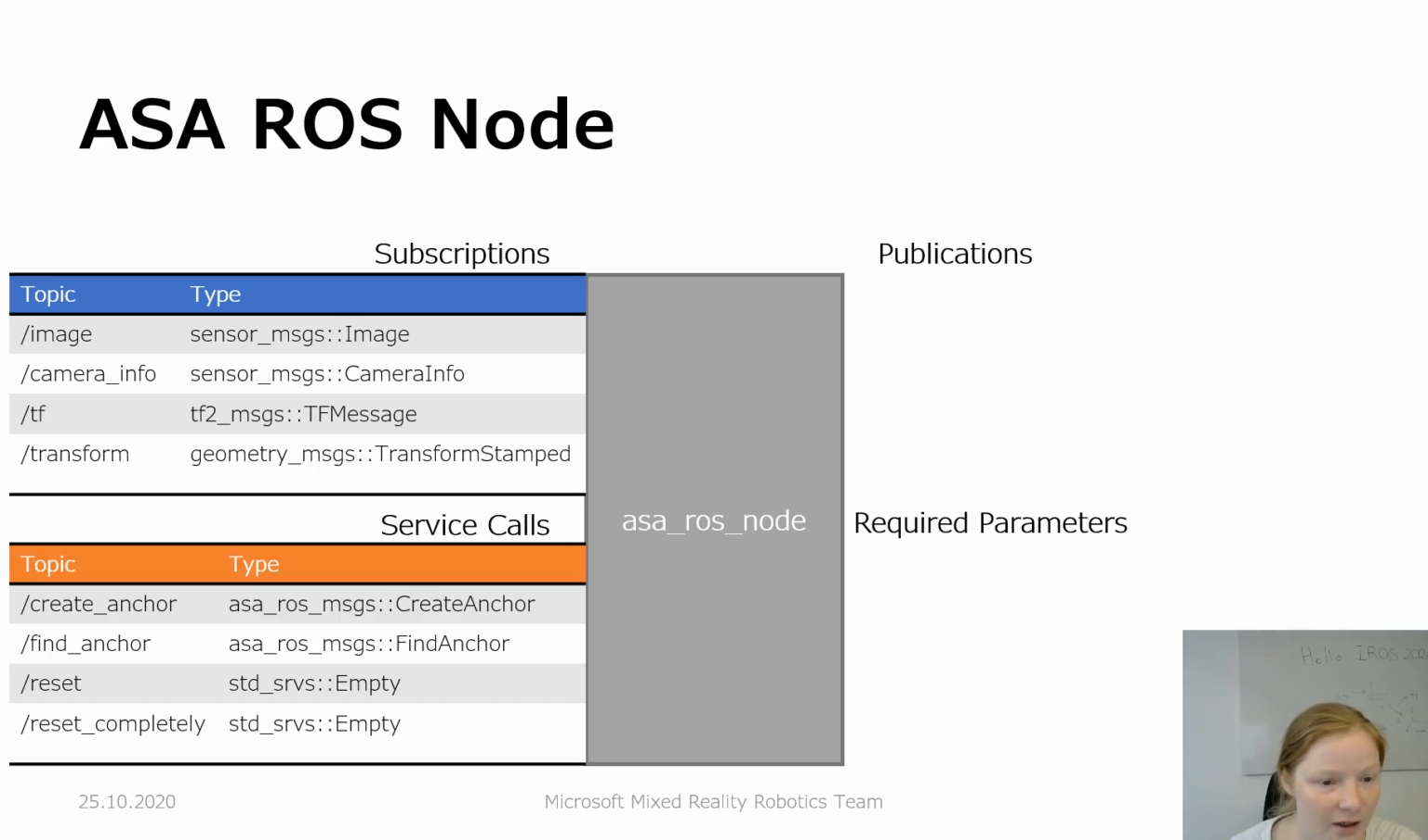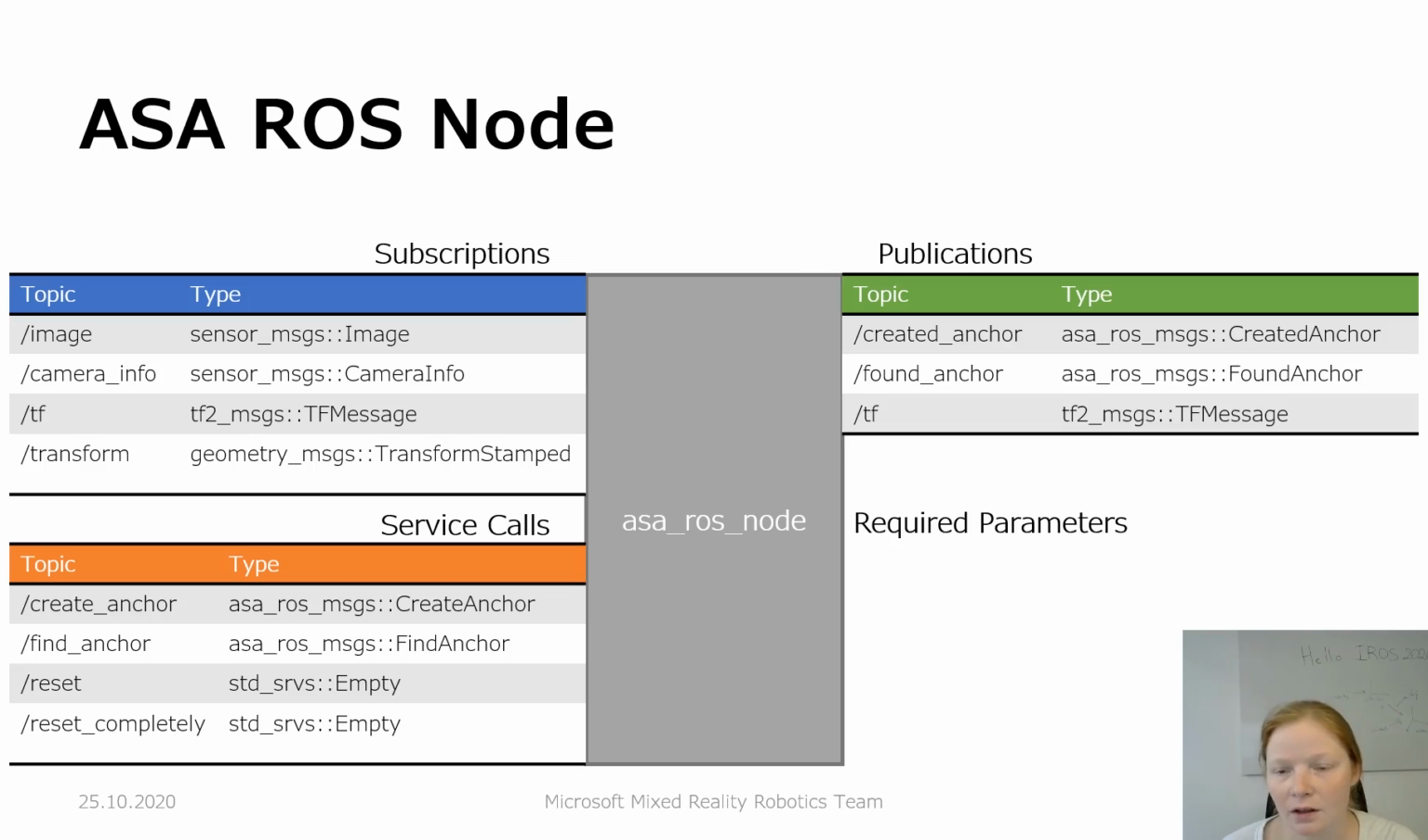So you can create an anchor, you can find an anchor, and you have two different ways to reset a session, which we'll talk about in a little while. And once you actually get data into Azure Spatial Anchors, you need to be able to get it back out. So you first get information on the ID of the anchor you've created. You get information about any found anchors in the space. And then, of course, all of the found anchors are published on the TF tree as the static TF messages.